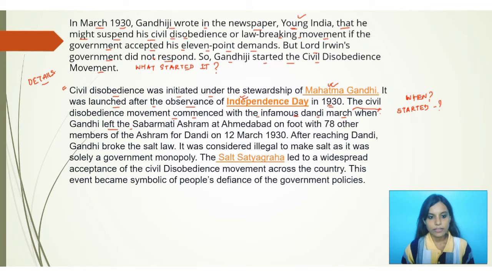Gandhiji left the Sabarmati Ashram at Ahmedabad on foot with 78 other members of the ashram for the Dandi March on 12th March 1930. From here, you can also get certain highlights for the Dandi March. After reaching Dandi, Gandhi broke the salt law. It was considered illegal to make salt as it was solely a government monopoly. The salt satyagraha led to widespread acceptance of the civil disobedience movement across the country. This event became symbolic of people's defiance of government policies.